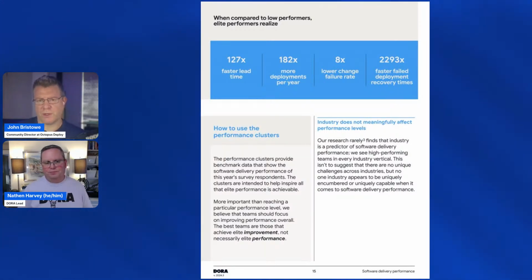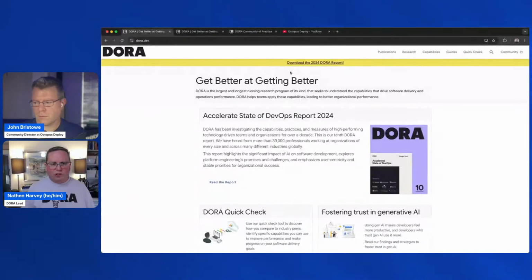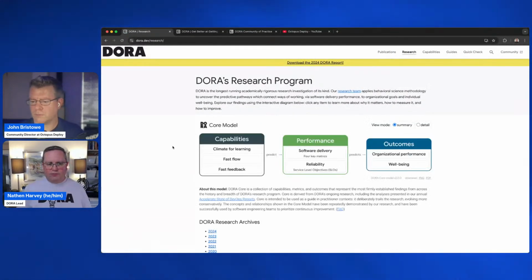So practically speaking, what does that look like? Like I'm Joe developer or I'm Jane developer. What are some of the things I can do right now to help me become elite? Because you want to improve, right? You want to get better. Actually, if you go over to dora.dev and hit the research link, I'll describe to you exactly how you can get better. And this will be a nice roadmap for you to follow. So if you click on research, there we go.